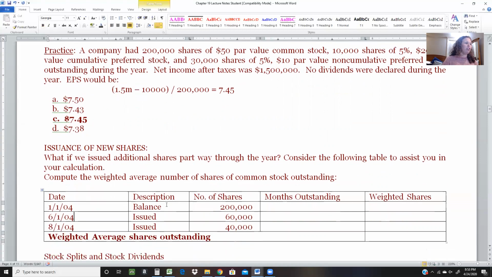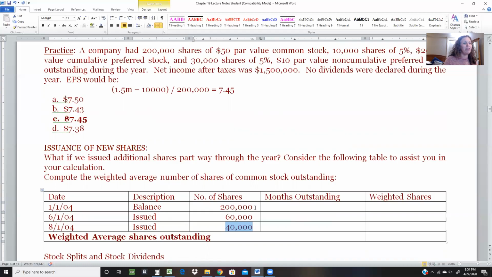So what we've got here is on January 1, we have 200,000 shares. On June 1, we're going to issue 60,000 more shares. And on August 1, we're going to issue 40,000 more shares. So we're going to change the number of shares. And I think we can acknowledge that at the end of December, there's 300,000 shares outstanding because there was 200,000, and then we put 60,000 more out there and 40,000 more out there. But during the year, what is the weighted average number of shares?